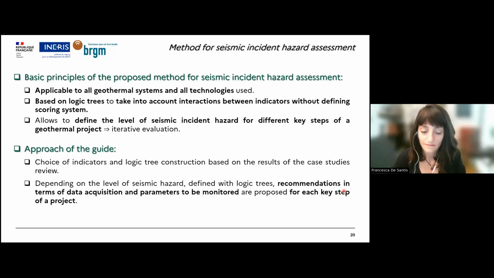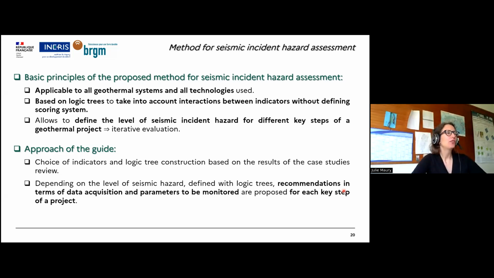So go. Oh, yes, thank you. So the basic principle of this method that we developed for the seismic incident hazard assessment is that it needed to be applicable to all geothermal systems and all technologies used, well, in France, at least most of them. It was based on a logic tree. Why? Because we wanted to take into account the interaction between indicators, but without defining a scoring system. And it allows us to define the level of seismic incident hazard for different key steps of a geothermal project. So the idea was to have an iterative evaluation.